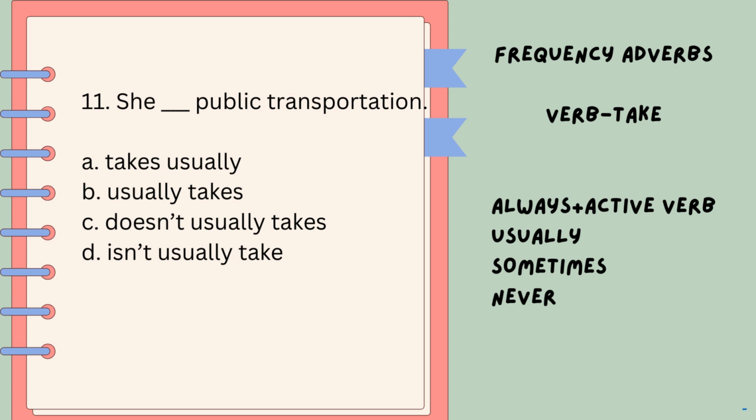The other options: she doesn't usually takes. You cannot say that because if you use doesn't, you have to delete the s at the end of the verb. And we never say be verb with the verb one form. So she usually take, it's gone too. So your option is she usually takes public transportation.